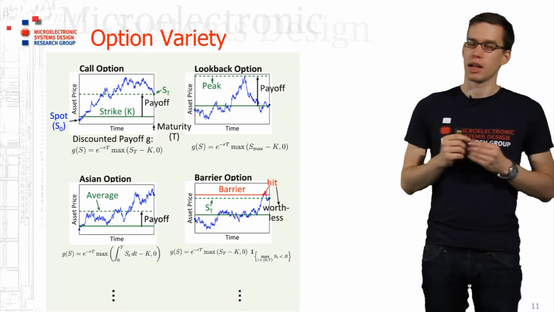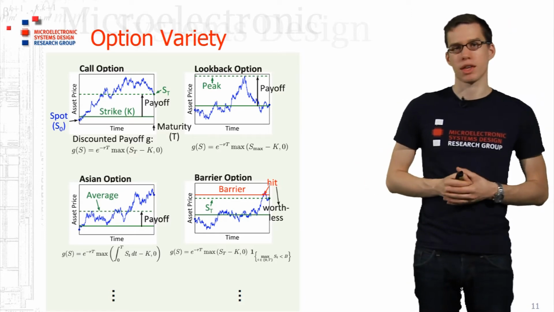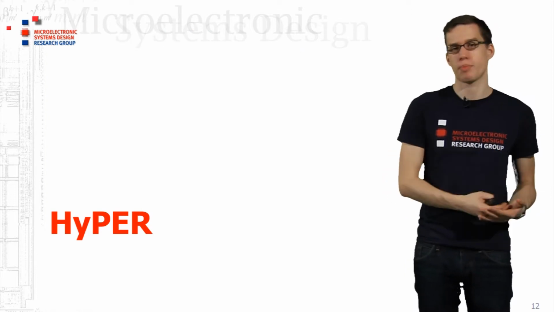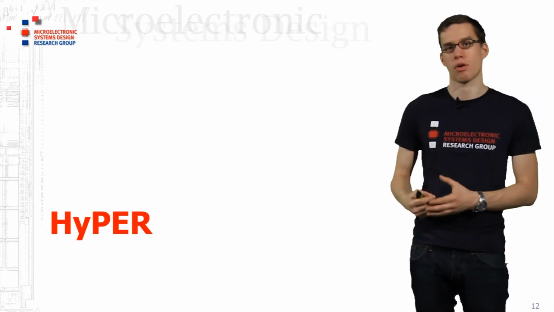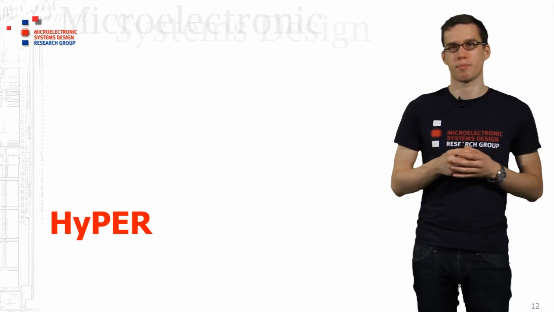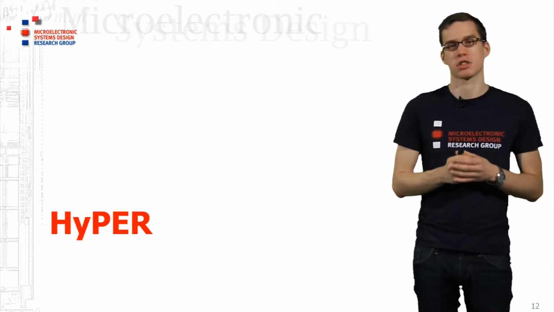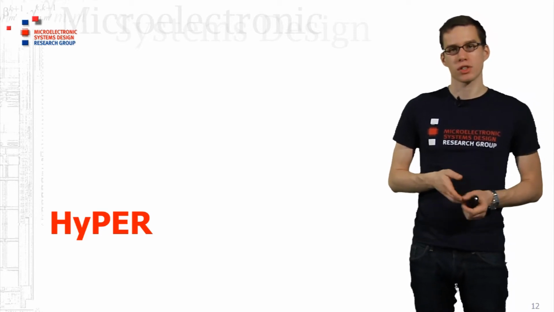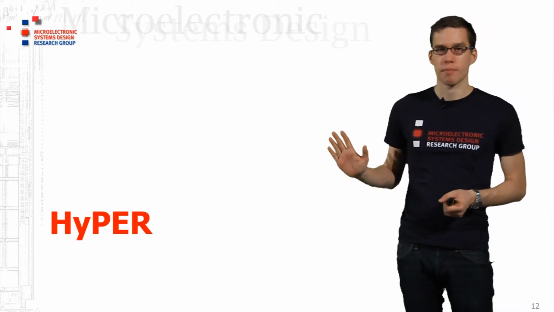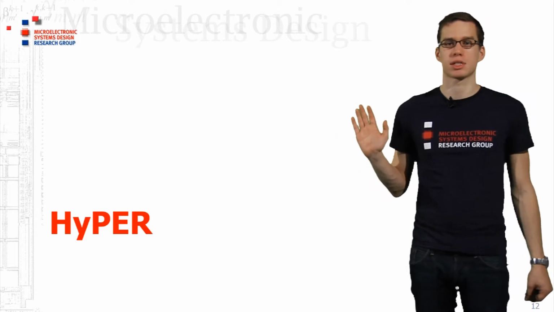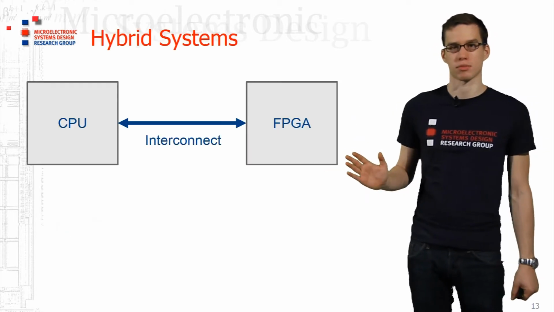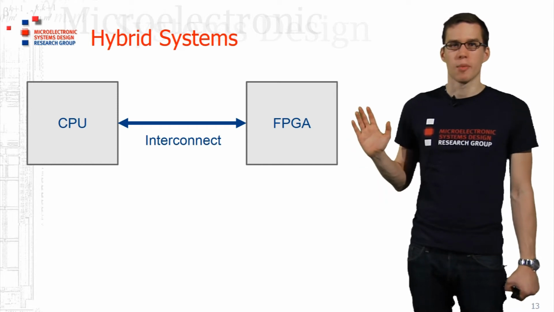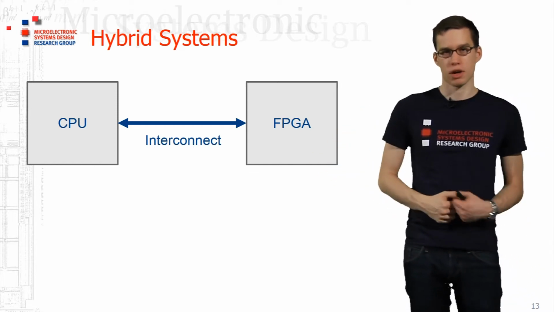Now, let's ask ourselves how we put that application onto an FPGA. I've now covered the background, I've talked about options and so on. Now, how do we develop a powerful, efficient option pricing system? First of all, on the Zynq and also Hyper, we target hybrid systems, and we will see later why that is. But for now, hybrid systems are very attractive.